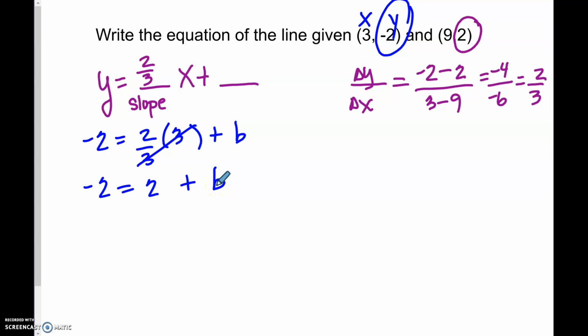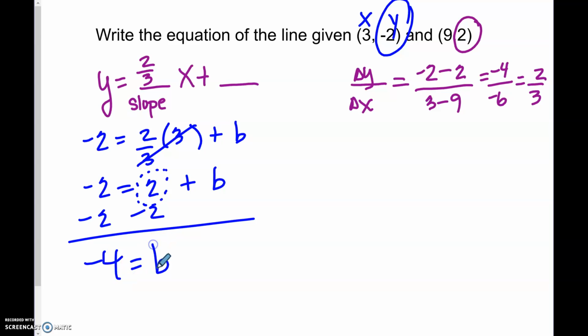Okay, now are we going to add 2 or subtract 2 from both sides? So remember, we're focused on the number that's by the b, and because that's a +2, I'm going to subtract 2 from both sides. So I get -4 equals b. Now remember, the fourth thing to do is to go finish your equation. It's a -4. So on the test, they could be asking you, what is the y-intercept of this equation? So what is the y-intercept of this equation? Yep, it's a -4.